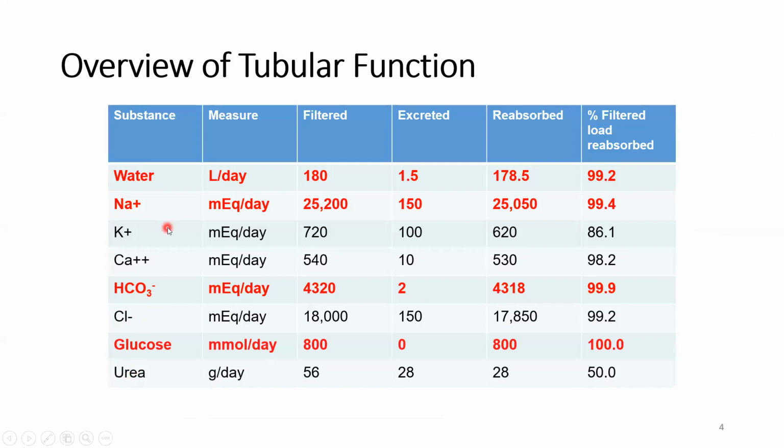This is an overview of the kind of work that the kidney does. If you appreciate the red ones in particular, everything is important, but the red ones are crucially important to understand what is going on. So water per liters per day is filtered 180 liters, excreted only 1.5, and the rest, that is 99.2%, is reabsorbed. Sodium's reabsorption rate is also extremely high, 99.4%. Bicarbonate is 99.9%. Glucose is 100%.